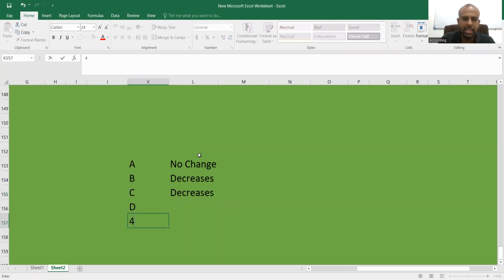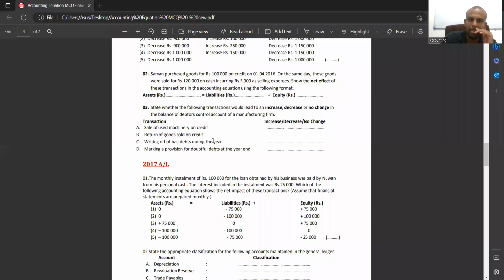The last one, D. When you take D, making allowance. Puta, if you make an allowance for a debtor, nothing happens to the debtors control account. We will learn that ahead. Then you can say it has no change.